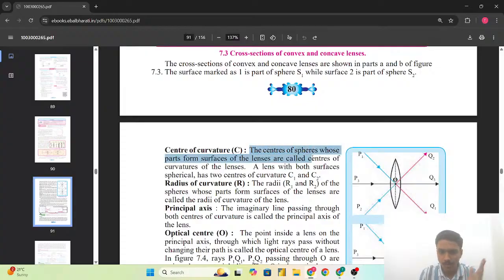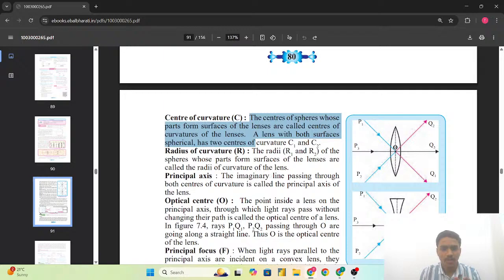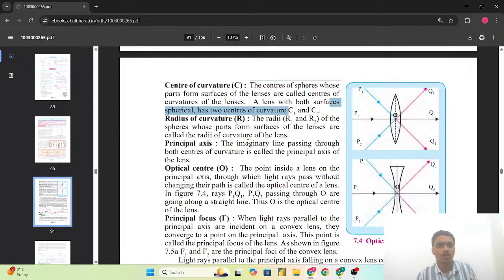सेंटर ऑफ द स्फीयर्स whose parts form the surface of the lens are called centers of the curvature, और the radii of the spheres whose parts form the surfaces of the lenses are called the radii of the curvature of the lens. सिर्फ यहाँ पर सेंटर लिखना है, बाकी सब पार्ट सेम है. यहाँ पर रेडाई लिखना है, दैट इज R1 एंड R2. रेडाई बिकॉज R1 and R2 are the two radii और सेंटर जो है C1 and C2 है. So these are called the radii of the curvature of the lens.